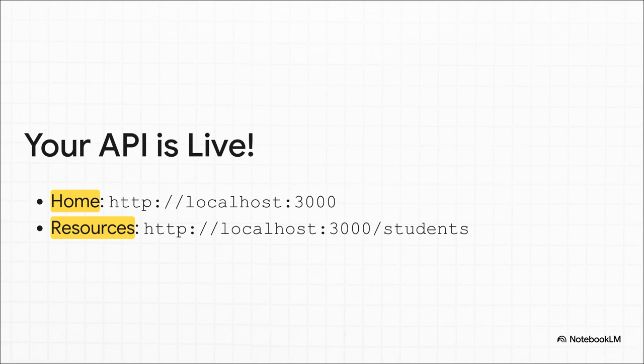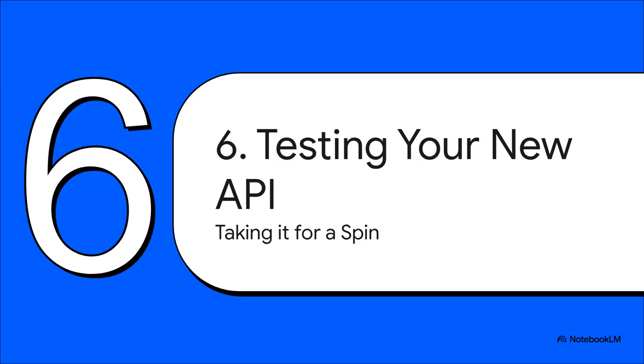And that's it. Seriously. The second you hit enter on that command, your API is live, serving up real API endpoints from your computer. If you created that students list in your data file, you now have a working /students endpoint ready to go. So our API is up and running. Now we got to take it for a spin, right? Let's see what it can do.